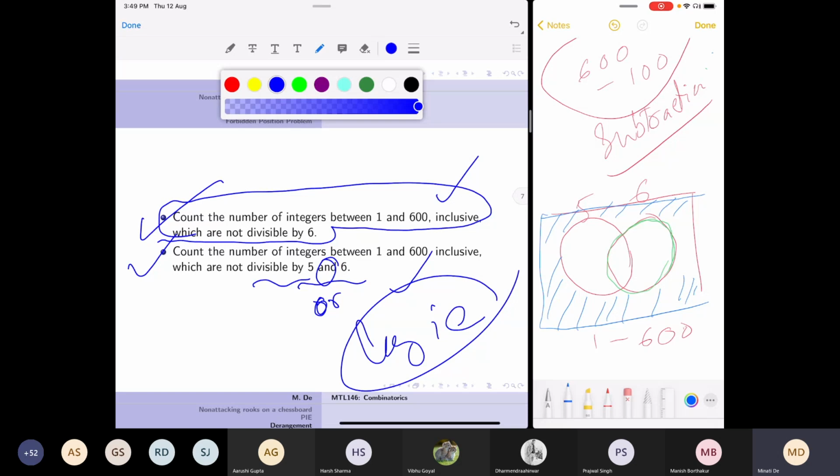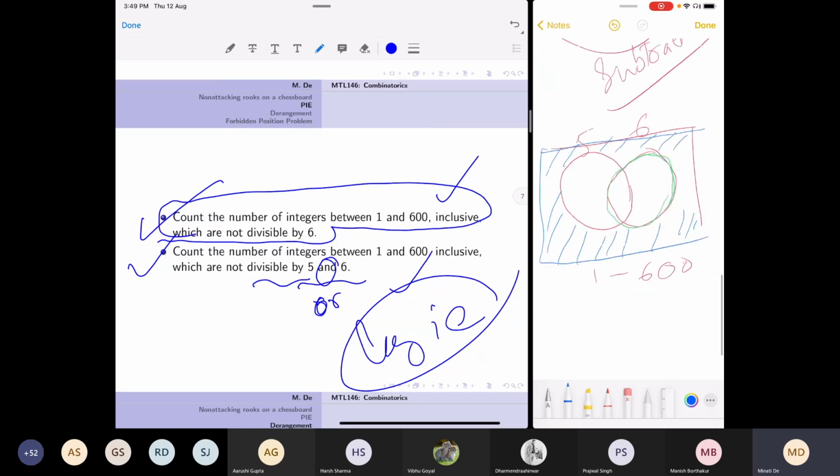This type of diagram is known as a Venn diagram. I hope you have heard this term before. Have you heard this term, Venn diagram? Yes, ma'am. Right, okay.